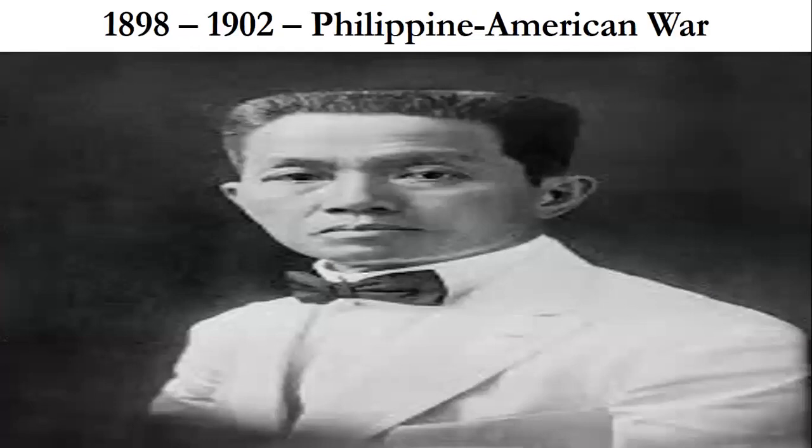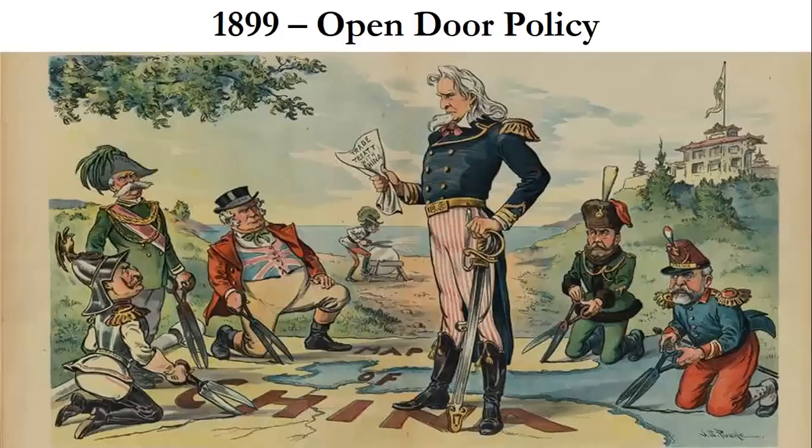which leads us to our next event, which is 1898 to 1902, the Philippine-American War. This is where the United States is actually going to fight the Philippines after rescuing them from the Spanish. And this is because the Filipino people wanted to be independent. The United States wanted to control the Philippines for several reasons, but the major reason is it was right next to China.